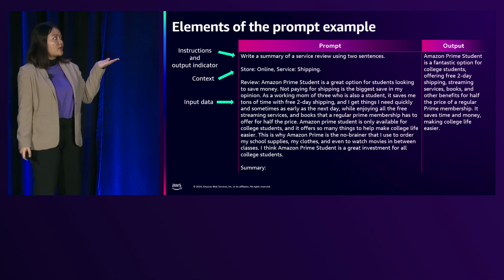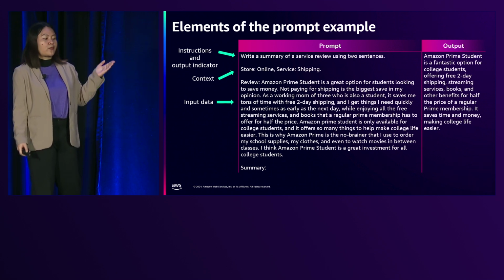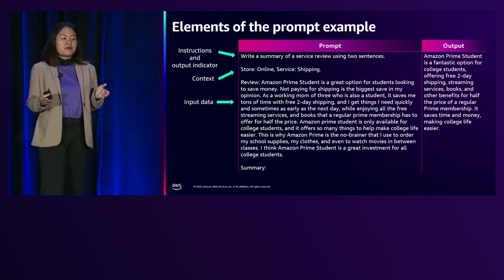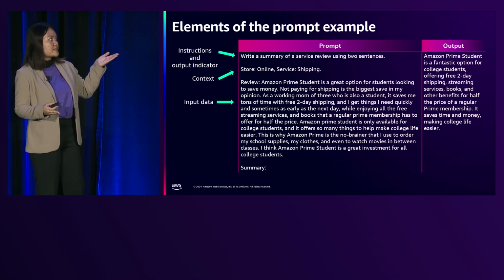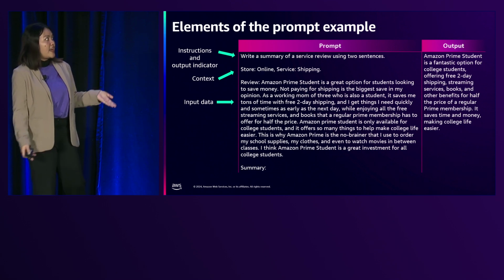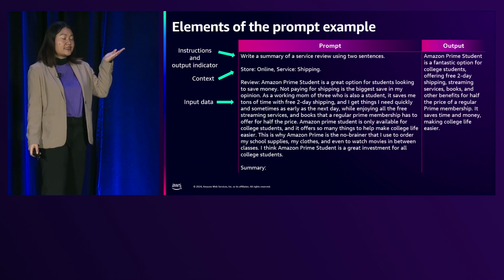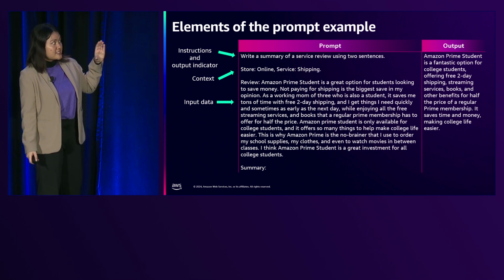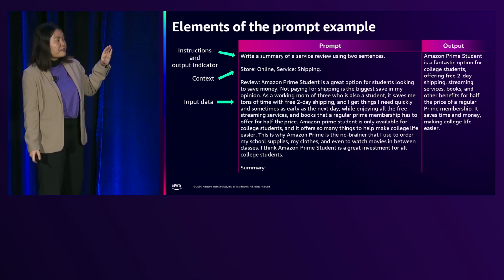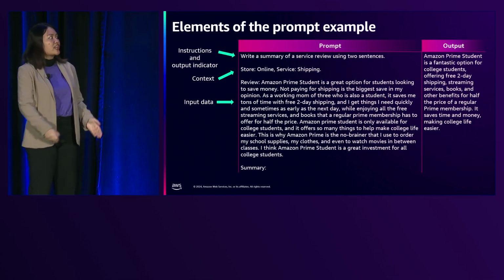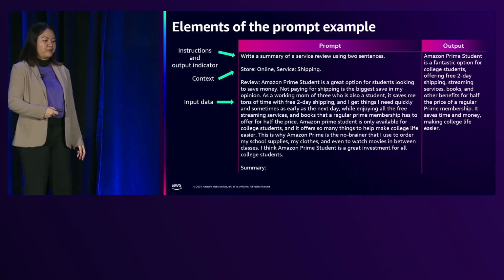Here, you can also provide a context, meaning what summary you want to have inside your prompt. So it's a summary for online and then the service is shipping. And here, you can also provide the input data, meaning what type of sentences or paragraph you want to summarize. So you put it inside your input data. All right?